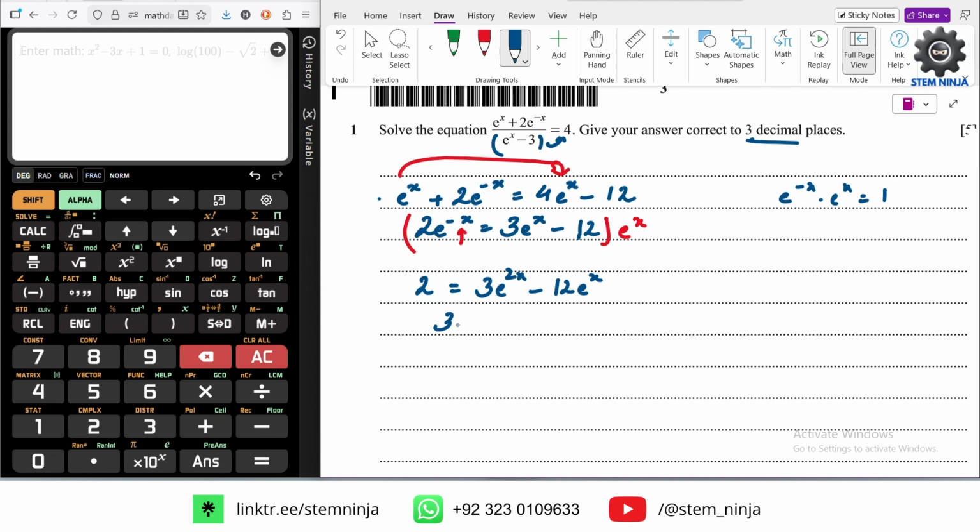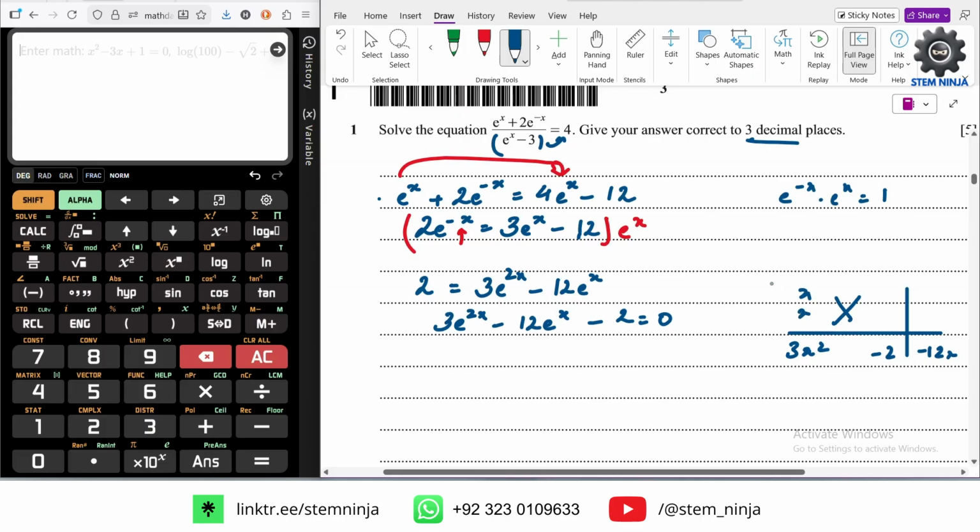So as you can see, this has become sort of like a quadratic equation: 3e^(2x) - 12e^x - 2 = 0. So this is a quadratic equation in e^x. So let's see if we can find factors for this. Minus 2, 3x squared minus 12x. So 3, 2. Right, okay. There is no way we can actually get 12. So I think we will need the quadratic formula then, okay?